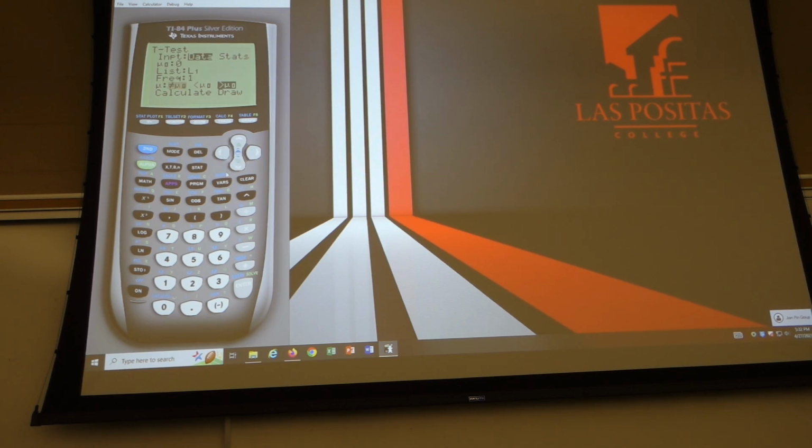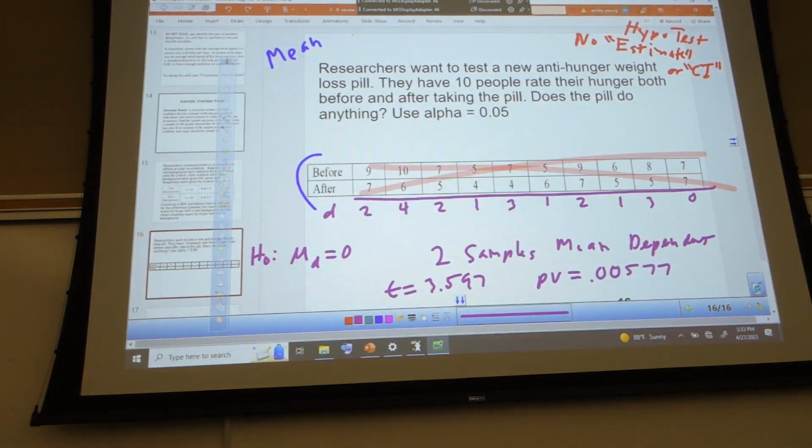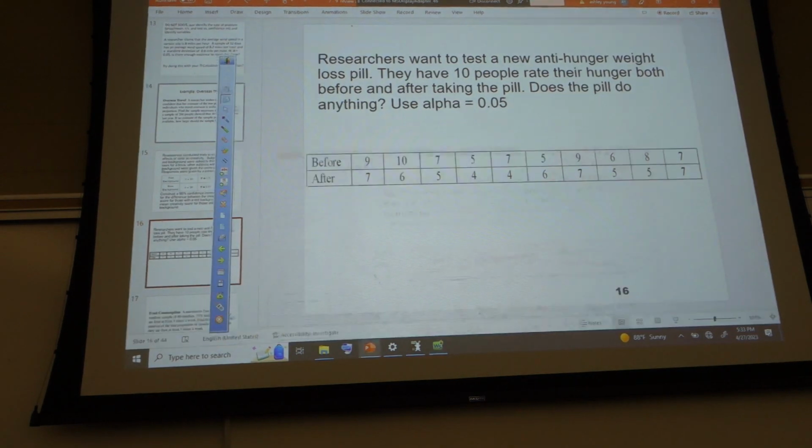And then my claim was not equal to, so I'm going to go to calculate, and I got a test statistic of 3.597, and a p-value of 0.00577. So folks been good about that? Right, a couple more just real quick.